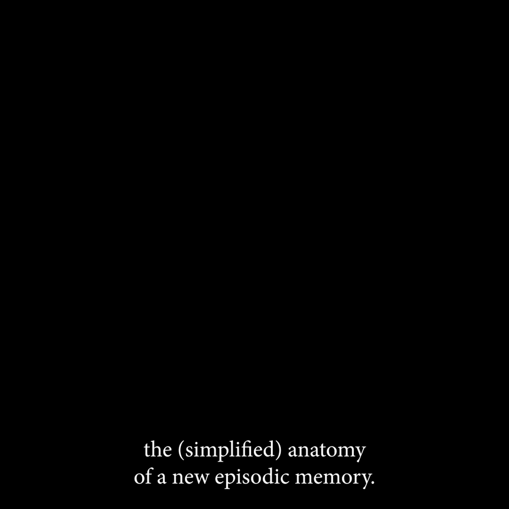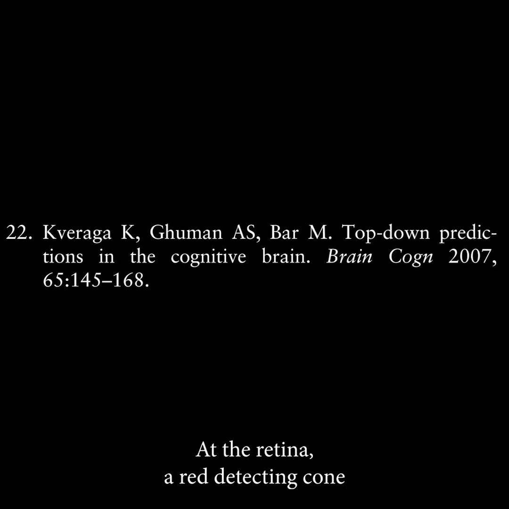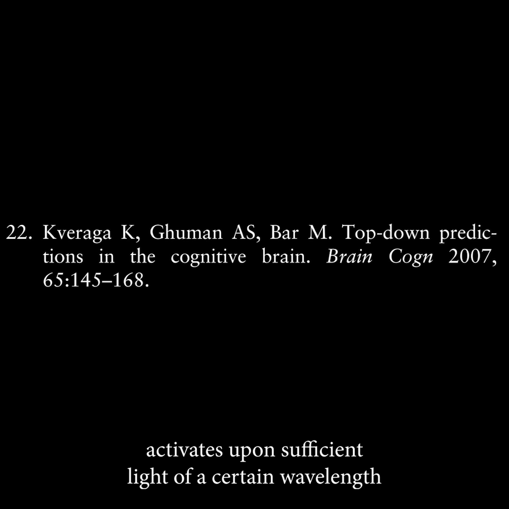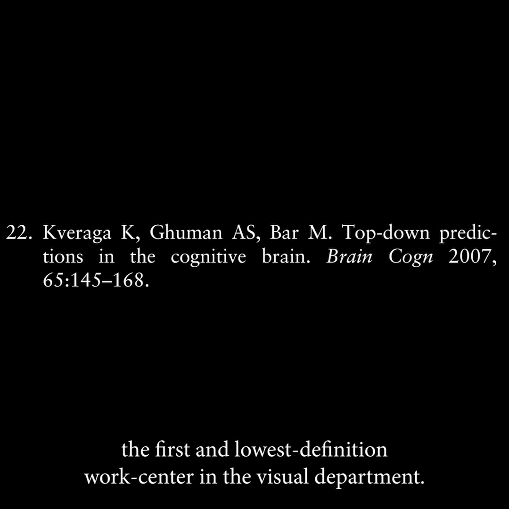Pyramid of reports, the simplified anatomy of a new episodic memory. In order to illustrate how sensory data become part of a new episodic memory, we will describe the journey of one moment's visual data from the retina to the HC and beyond. At the retina, a red detecting cone activates upon sufficient light of a certain wavelength and sends a report of that activation via the thalamus to V1, the first and lowest definition work center in the visual department.